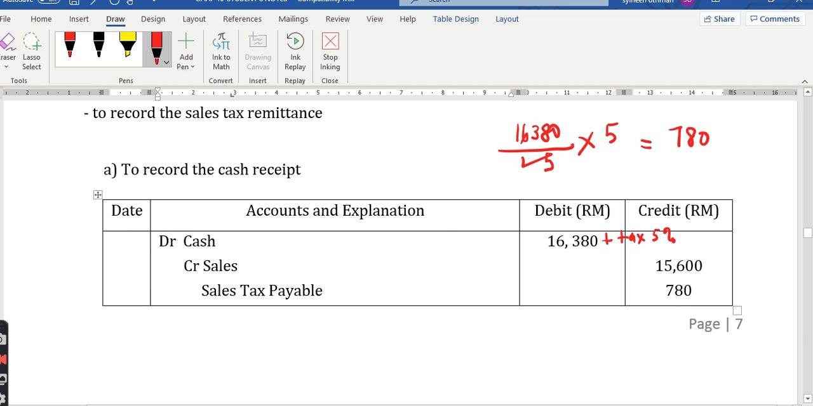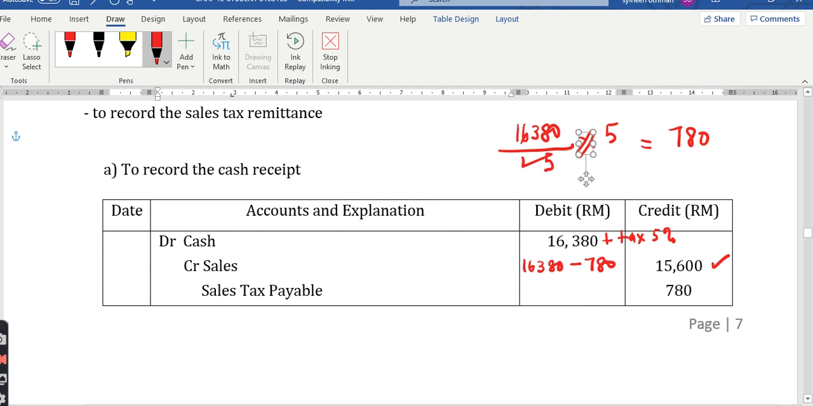So how much is your sales actually? Your sales is actually 16,380 minus 780 ringgit. That is how you came about with the 15,600 amount. This is to record the payment received during sales. So what happens if I were to remit the payments to the governing tax agency?